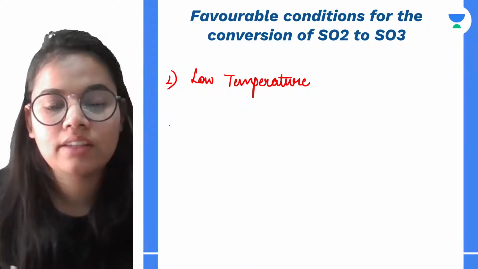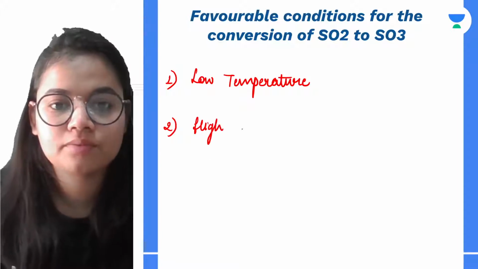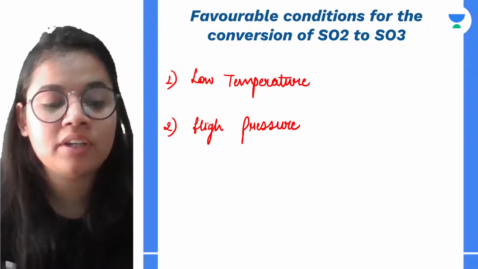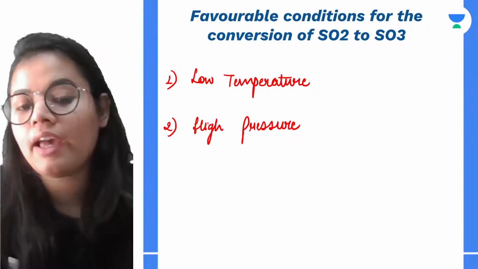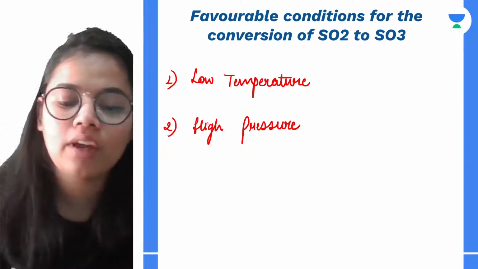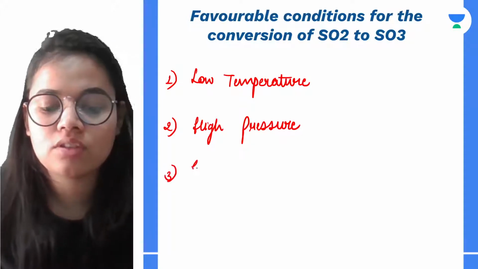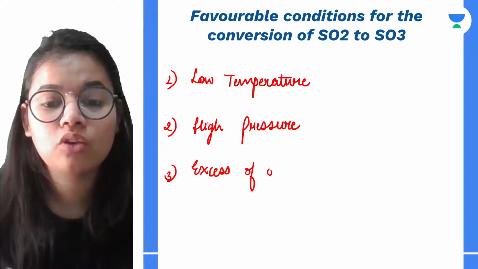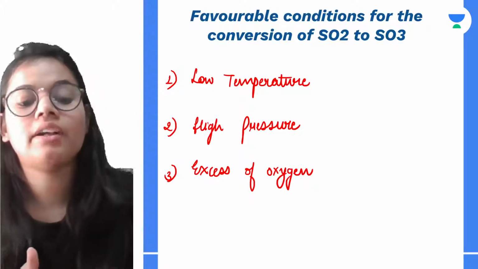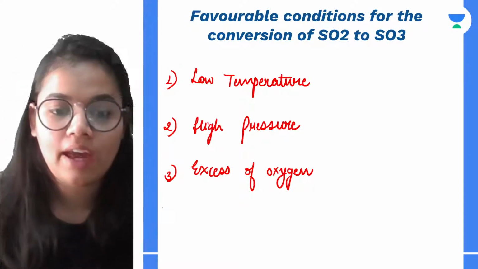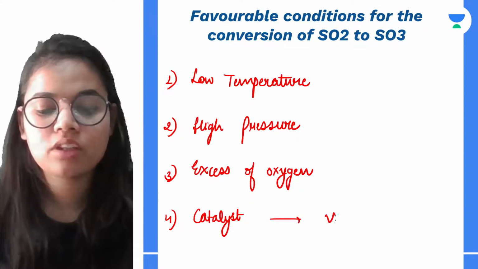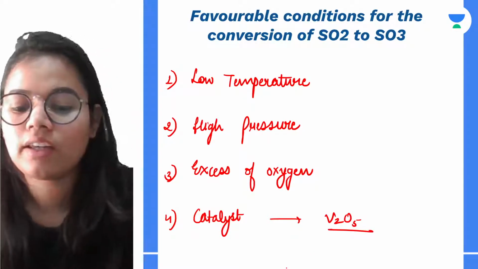Then the next condition is high pressure. Again, we need to keep the pressure high for maximum yield, and the ideal pressure used is 1 to 2 atmospheres. Then there is excess of oxygen. If we have a good quantity of oxygen, then the production of sulfur trioxide will increase. And lastly, we need a good catalyst. We know that we are using vanadium pentoxide here as a catalyst.